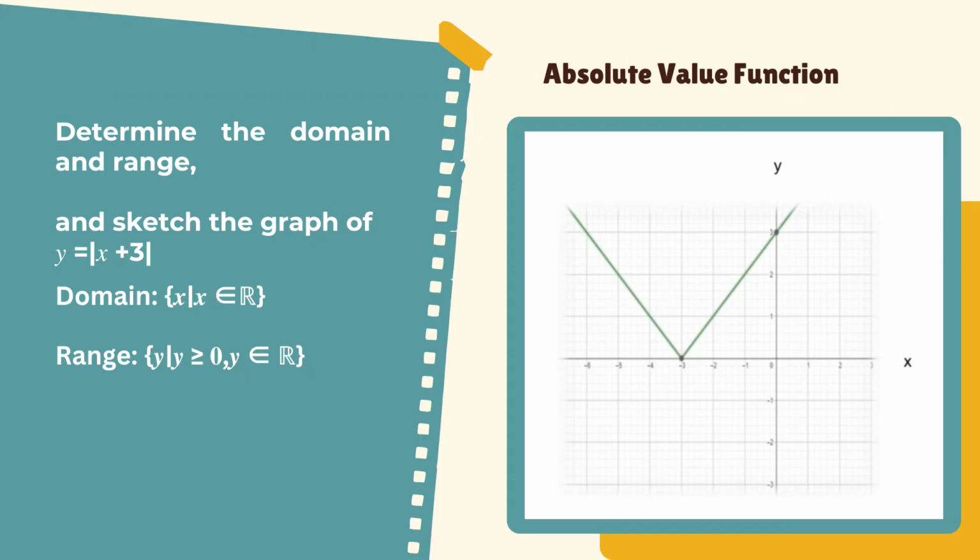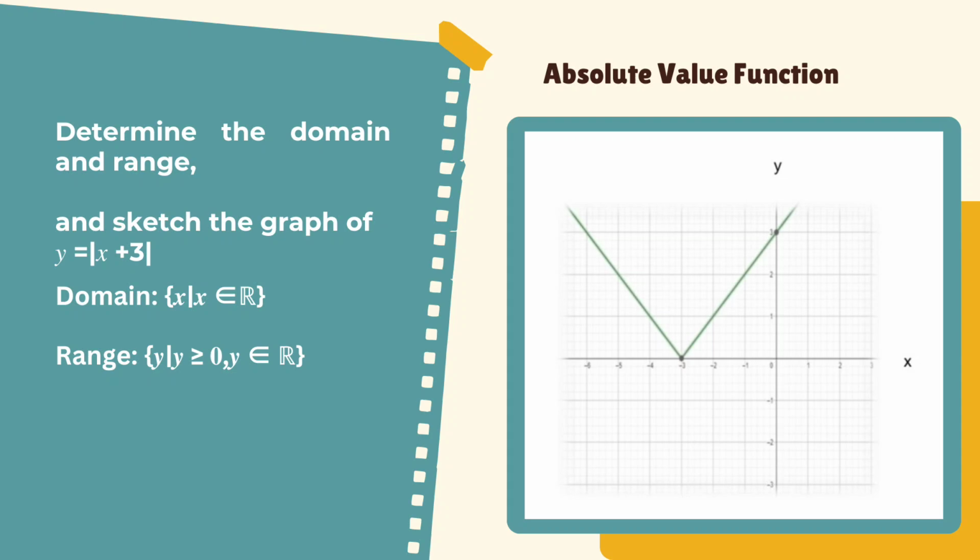Next type of function is the absolute value function. An absolute value function is a function where the variable is inside the absolute value bars. The absolute value of a number is always positive, and it can never be negative. The form of the absolute value function is y is equal to the absolute value of x, where x is a real number. So, to understand the graph of the absolute value function, let's have an example.